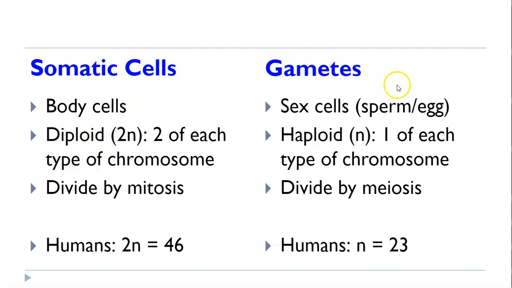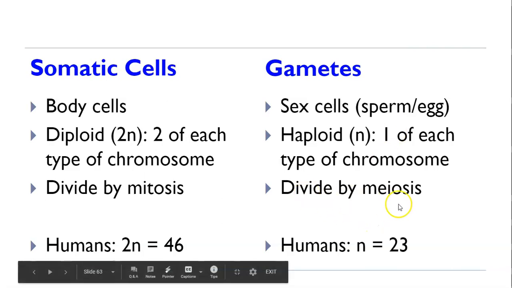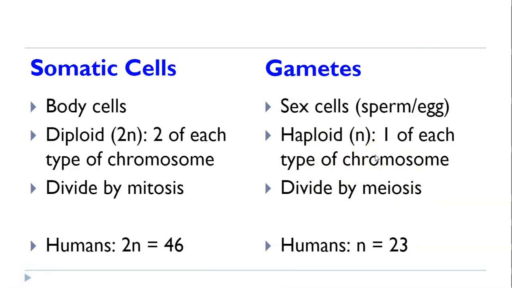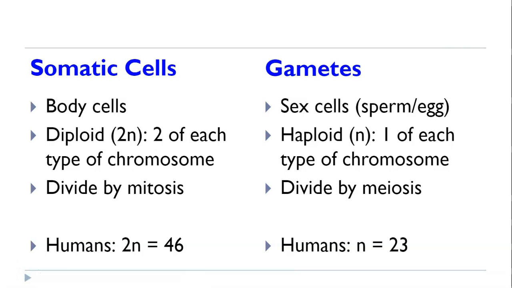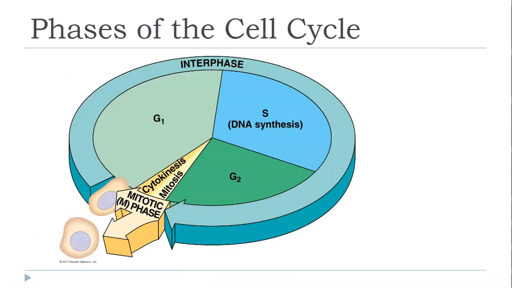Our gametes are our sex cells. These are the eggs and the sperm. We're going to come into more detail with this when we talk about meiosis in the future, which is how they divide. But they only have one set, which makes sense because sperm and egg, when they come together, will then have the two complete sets. So for humans, they have 23, so that after the egg and the sperm come together, you end up with 46.